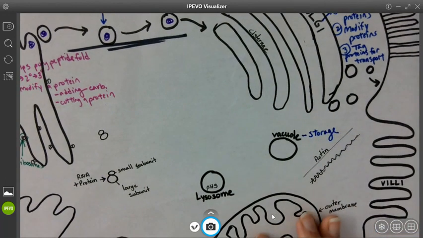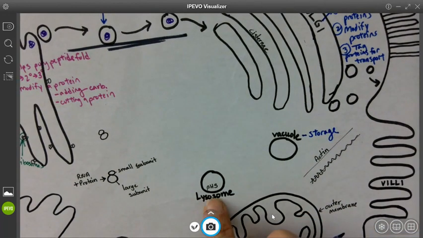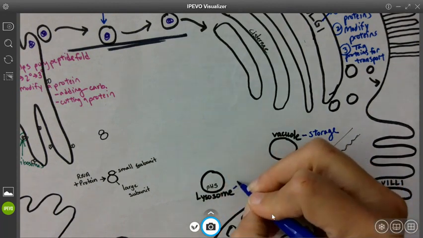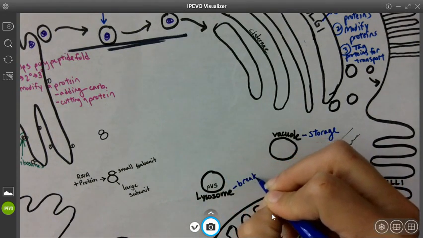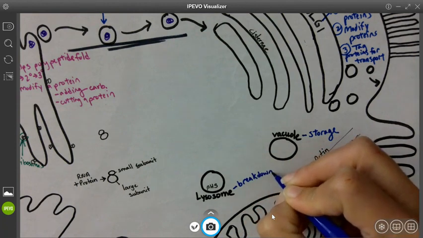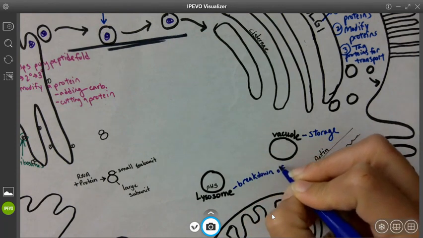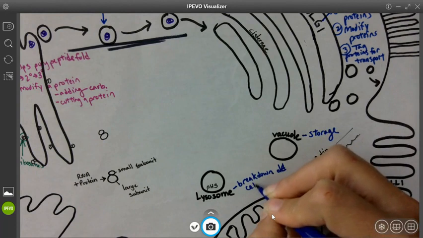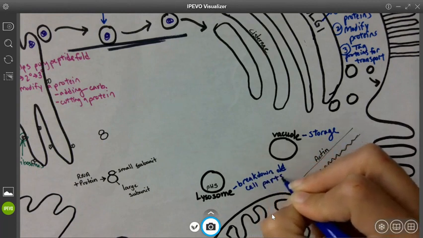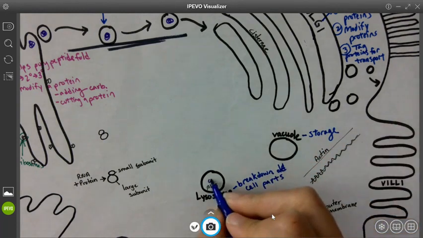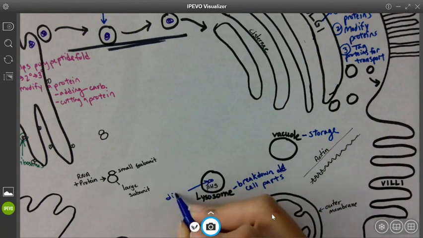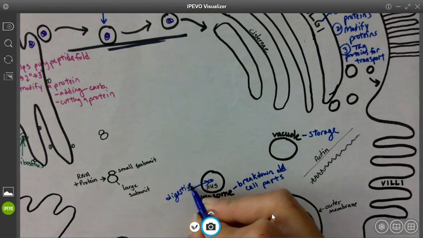Sometimes old proteins need to be broken down. That's the lysosome. The lysosome's job is to break down old cell parts. And because of that, it often contains digestive enzymes.